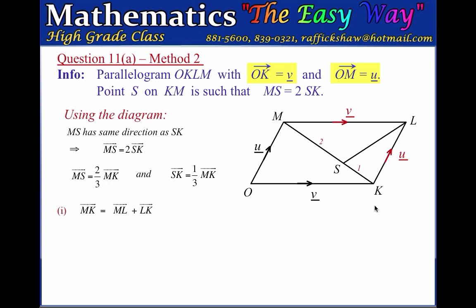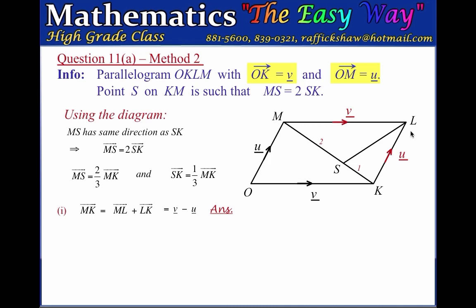Now if we are to insert the vector components now, the ML is V, that's from here, and then the LK is minus U, because U is this direction upward, but we are going LK, we are going in the opposite direction to U, and the opposite direction is represented by this minus sign.